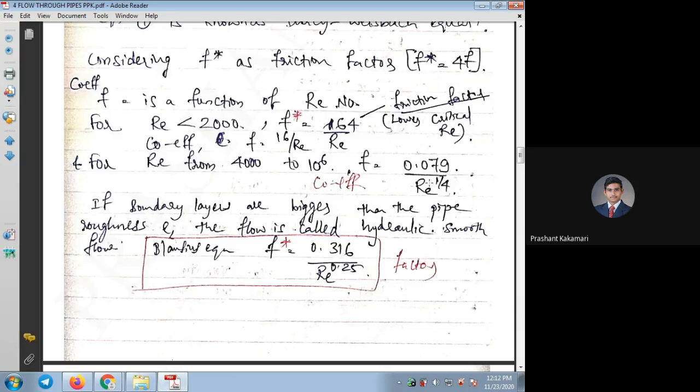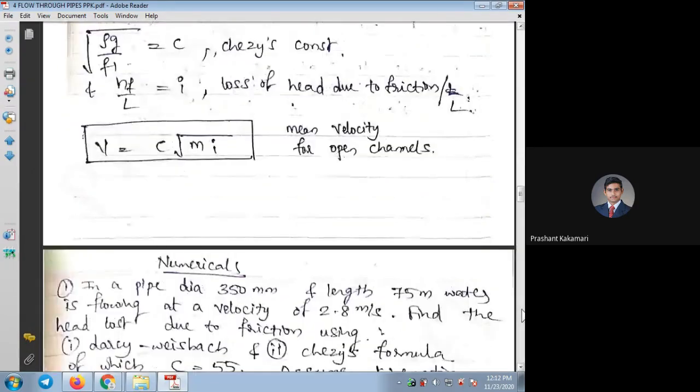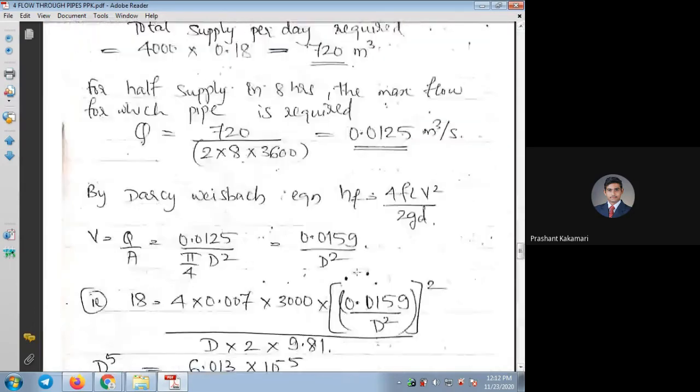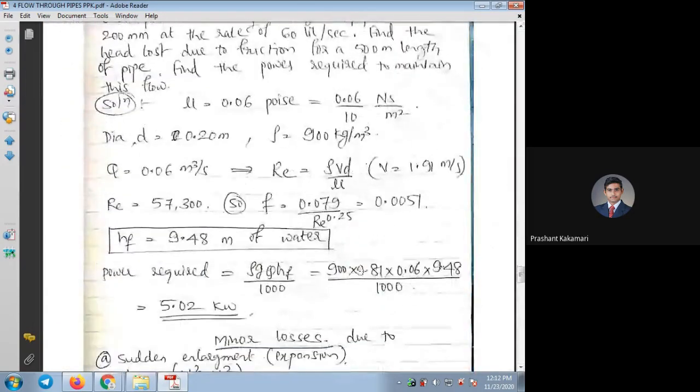In the turbulent flow, f is given by the correlation 0.079 divided by Reynolds number raised to 1/4. The coefficient of friction f equal to 0.079 divided by 57,300, you can substitute, or 5.73 into 10 raised to 4, raised to 0.25. If you find out, you will get the coefficient of friction as 0.0051.